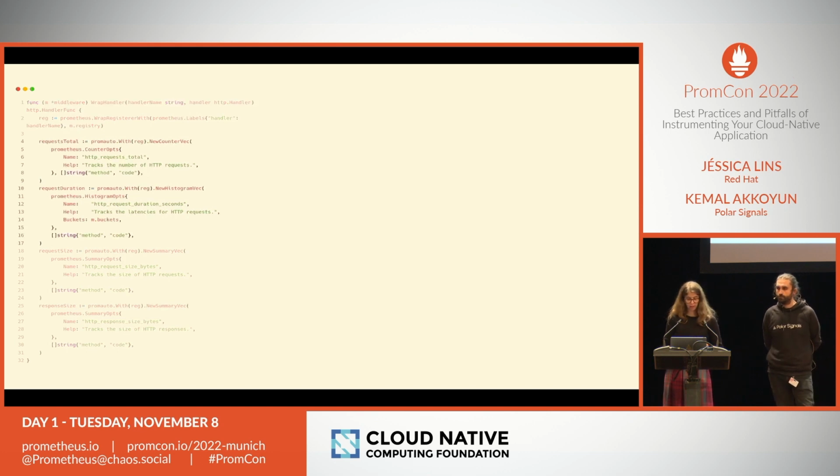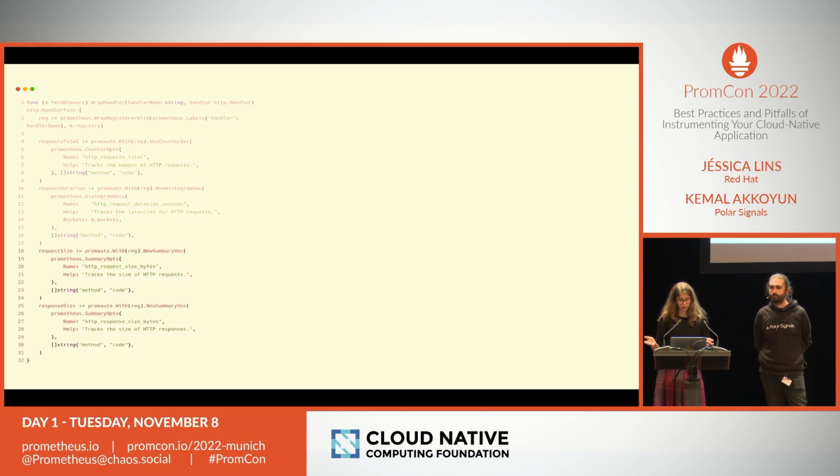And yeah, now we can start adding the metrics we want to use in our auto instrumentation. So we have, for example, a counter, the request total. We have a request duration. We can also check the request size and the response size as well.